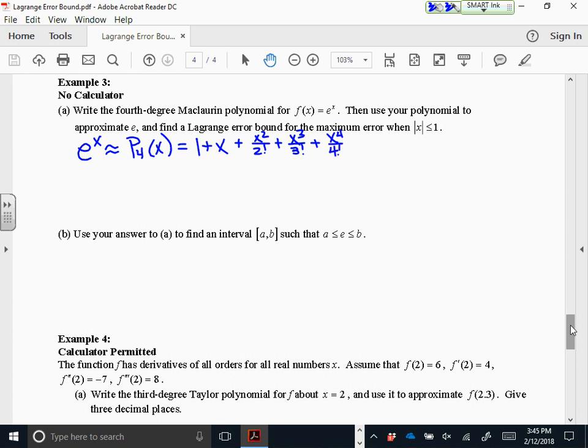Okay, so hopefully you saw the pattern, right? All of our derivatives are e to the x, e to the first, e to the 0 is 1. There we go. There's our polynomial. Best polynomial we create ever, right? So we want to approximate e. Well, that would be when we plug in 1 for x. So e to the first is going to be approximately our polynomial evaluated at 1, which would be 65/24.